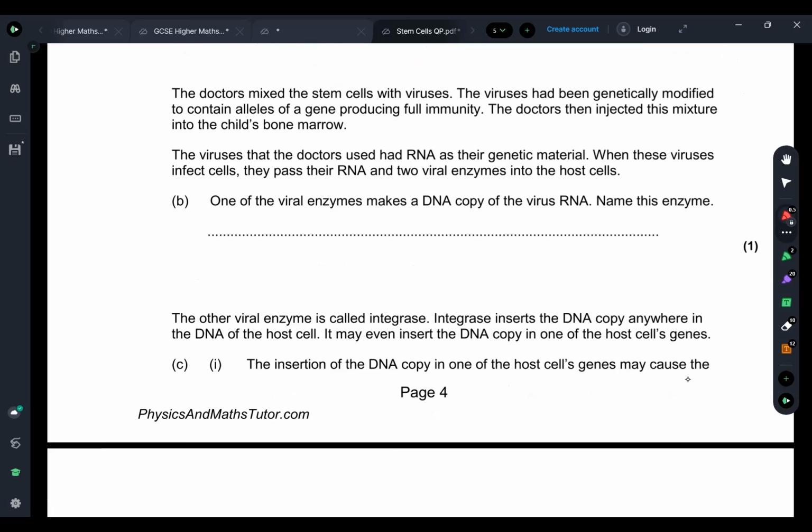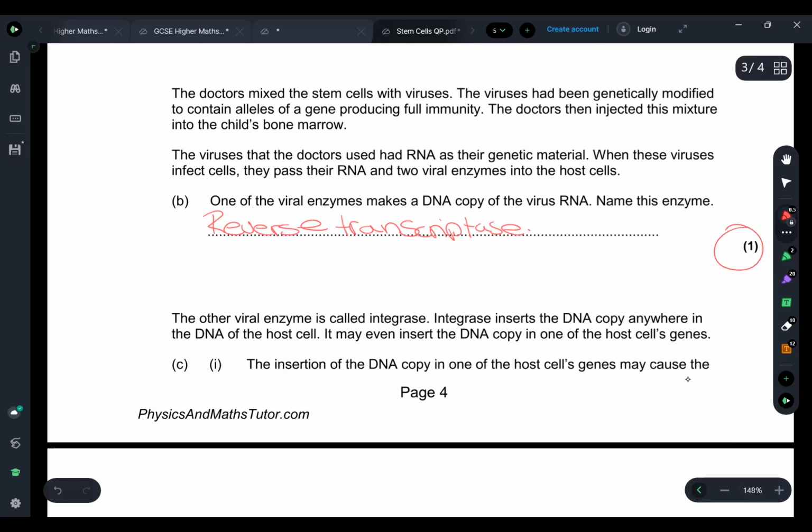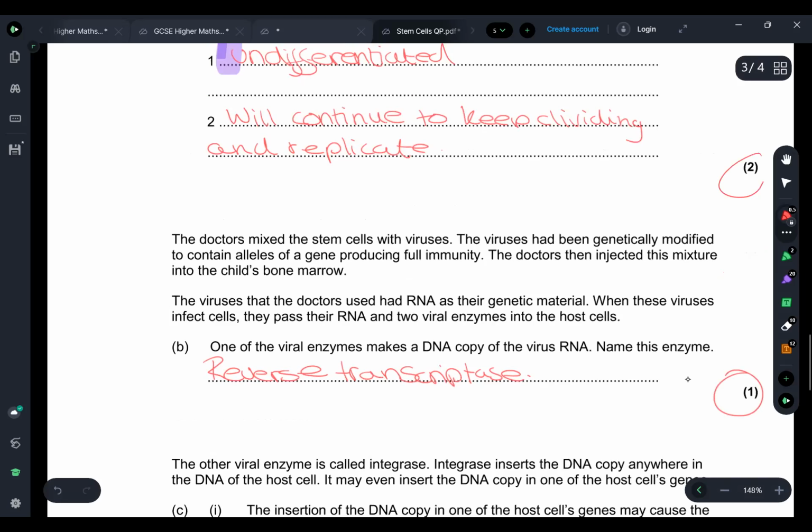The viruses that the doctors used had RNA as their genetic material. When these viruses infect cells, they pass their RNA and two viral enzymes into the host cells. One of the viral enzymes makes a DNA copy of the virus RNA. Name this enzyme. And that enzyme, as you should remember, is reverse transcriptase. That'll get you 1 mark. The other one would have gotten you 2 marks.